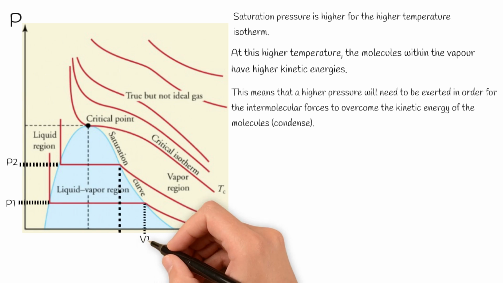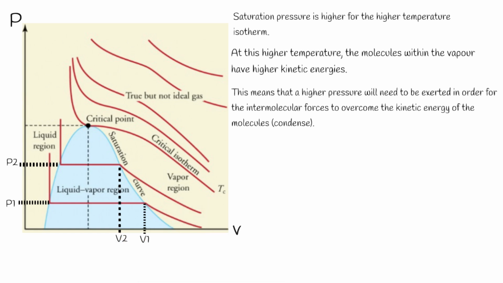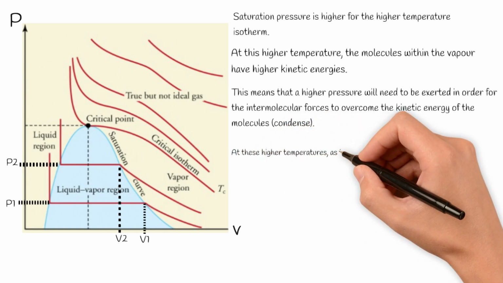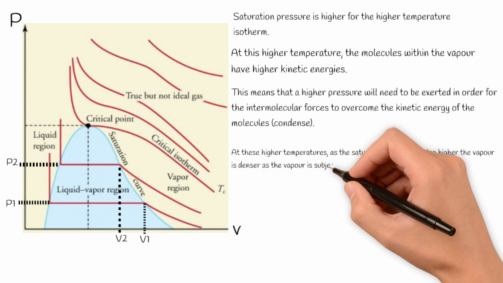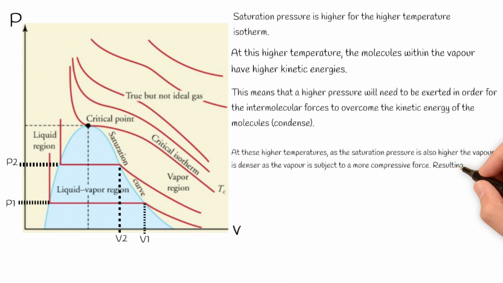You might also notice that the specific volume at the saturated vapor point is less in higher temperature isotherms. As mentioned previously, this is because at higher temperatures, the saturation pressure is also higher, meaning the vapor is denser as it is subject to a more compressive force, resulting in a lower specific volume.